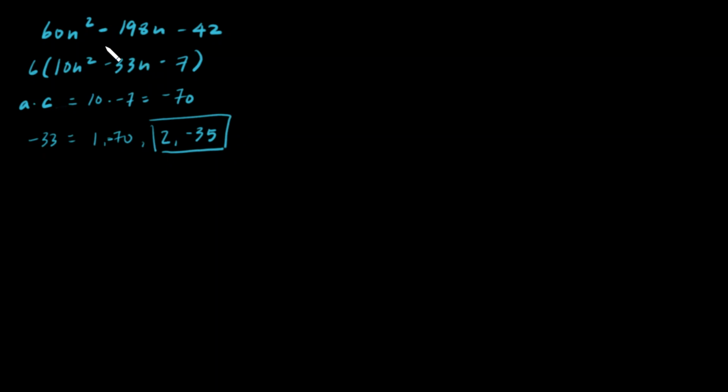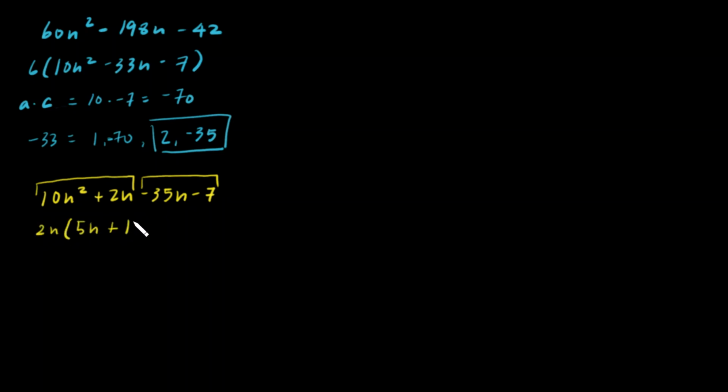Okay, so I'm going to split up that middle term. It's now going to be 10n squared plus 2n minus 35n minus 7. Then let's group these two together and group these two together. I'm going to find the GCF for that. That's a 2n, so a 5n plus 1. If that's confusing for you, just put divided by 2n, divided by 2n. 2n over 2n is 1, guys, not 0.